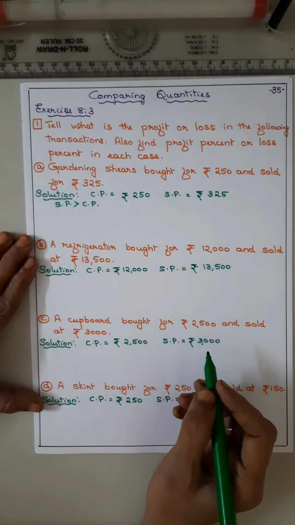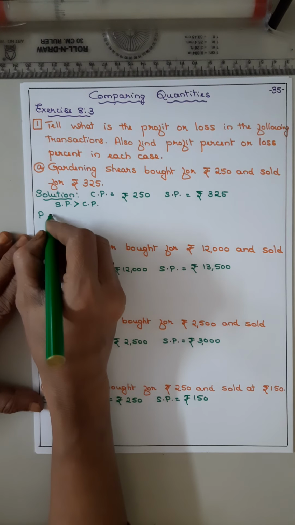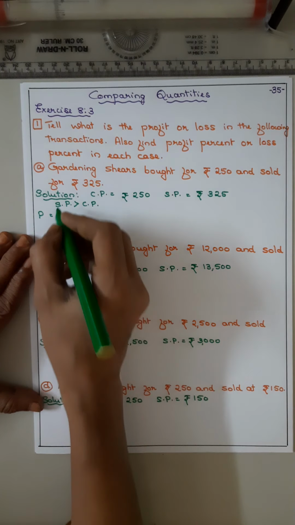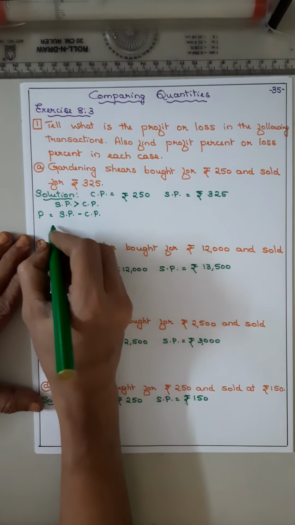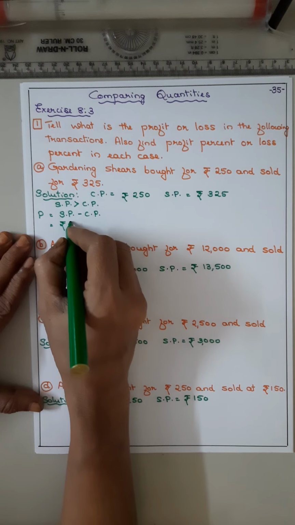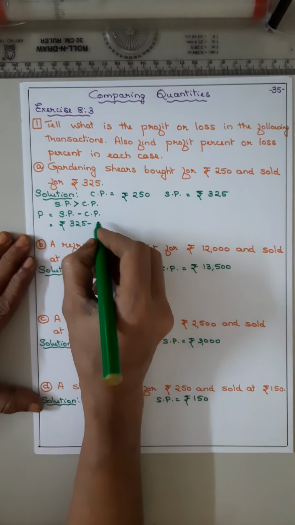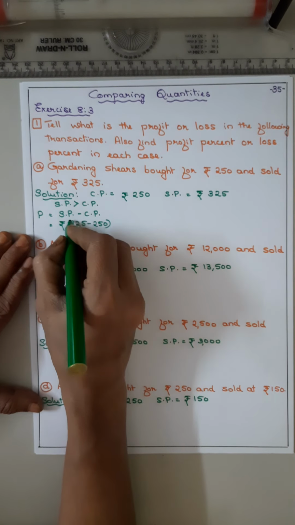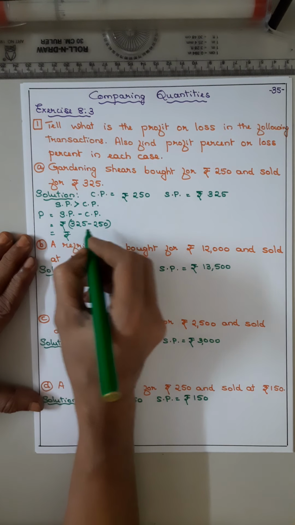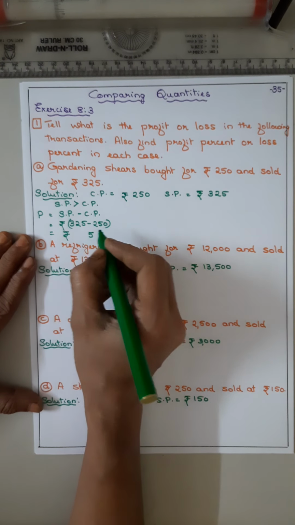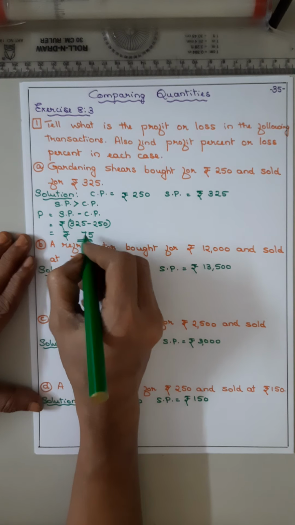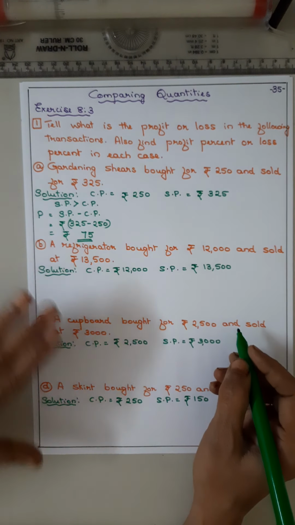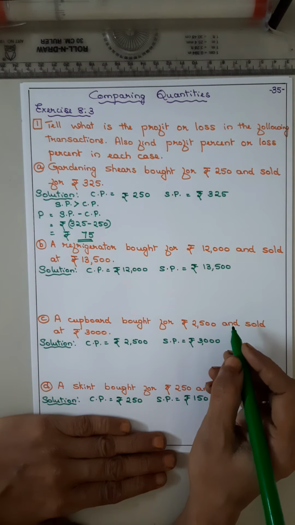When SP is greater, what will you get? Profit. Profit is equal to, what is the formula? SP minus CP, that is rupees 325 minus 250. So you got rupees 5 minus 0, 5; 2 means 12 minus 5, 12 minus 5 is 7; 2 minus 2 is 0. Now you got the profit.